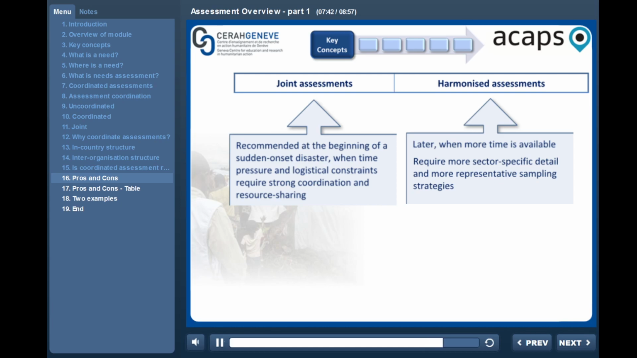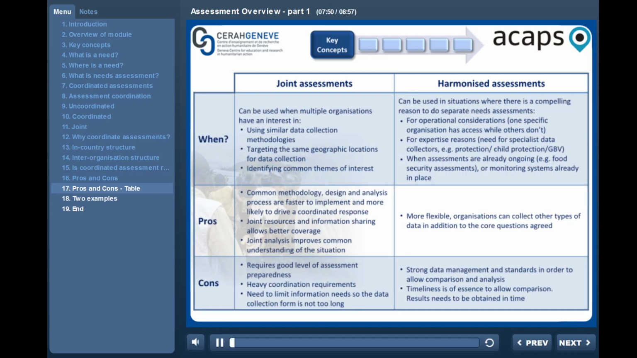Organizations can begin detailed multi-sectoral assessments in their own project areas and even look at beneficiary selection and targeting criteria. Here is a more complete table describing criteria used when deciding to perform a joint assessment or not. Click on Continue when you are done reading them. And remember, one size does not fit all in terms of assessments.